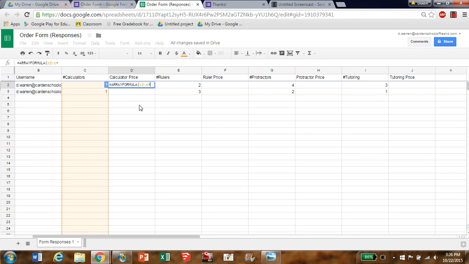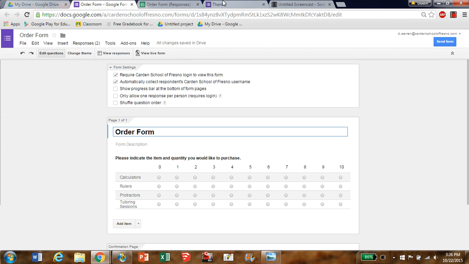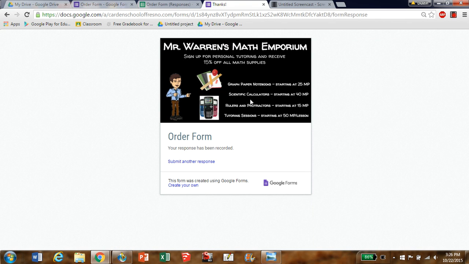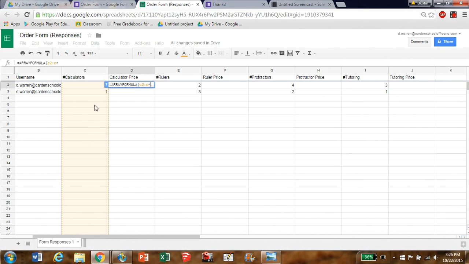And I'm going to multiply this times the price, which for my order form, you can see that calculators are 40 math points. So I'm going to say whatever number of calculators I have here, that's this, I'm going to multiply that times 40. Now I should have 40 and 40 here, and I do.